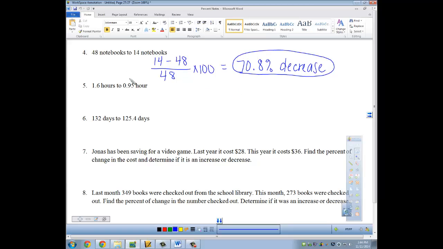Number 5, we have decimals, but still doing it the same way. Take your second number, 0.95, minus your first number, 1.6, divided by your first number, 1.6, times 100. 0.95 minus 1.6, then divided by 1.6, and times 100 is going to give us about 40.6%. And it should be a negative because it went down, 1.6 down to 0.95, so we're going to put decrease.